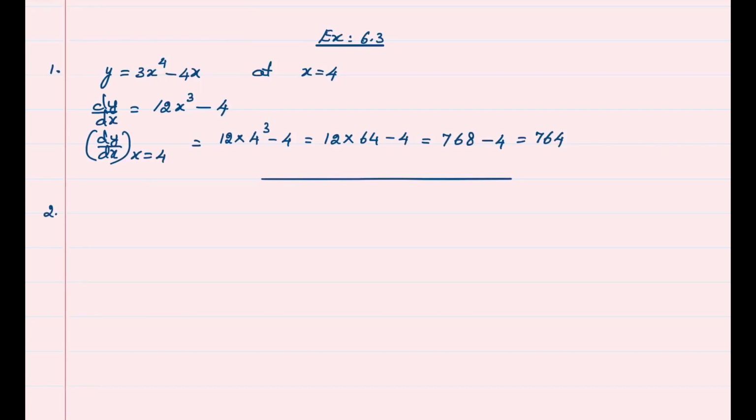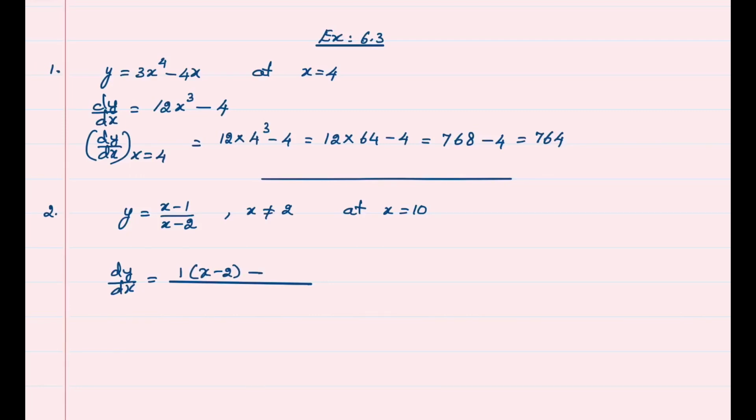Second question. Find the slope of the tangent to the curve y equal to x minus 1 upon x minus 2, x not equal to 2, at x equal to 10. Let us differentiate to find dy by dx. We will apply the quotient rule. Differentiation of x minus 1 is 1 times the denominator minus x minus 1 times 1, divided by x minus 2 the whole square. x and x are getting cancelled. Minus 2 plus 1 is minus 1 upon x minus 2 the whole square.